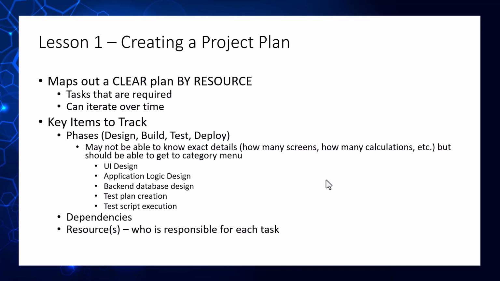You're not necessarily going to put in there, design screen 1, design screen 2, design screen 3, because if you don't know how many screens you're going to have, you don't know how many items to put in the project plan. If you're doing database development, how many tables you're going to have, how many calculations, all that kind of stuff, that's going to be clearer after the design phase is done. But you should be able to have a category within there.